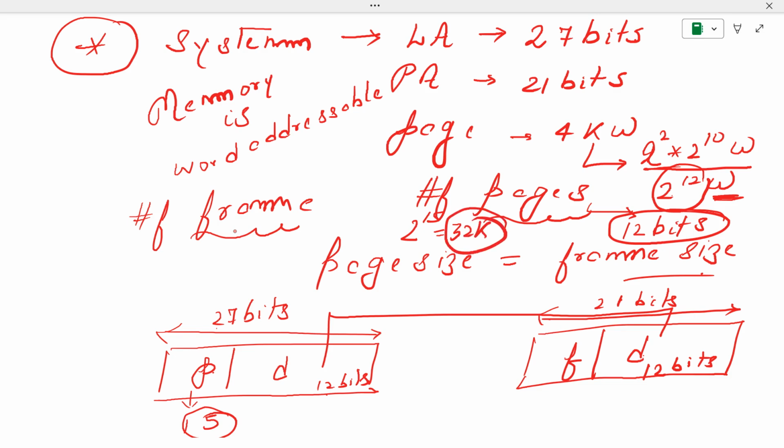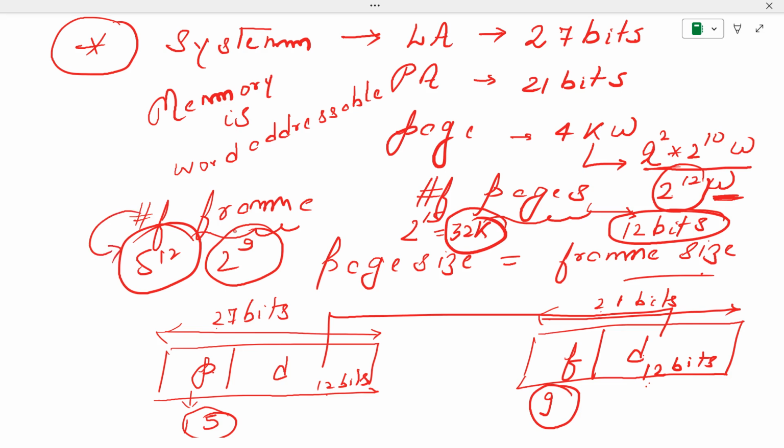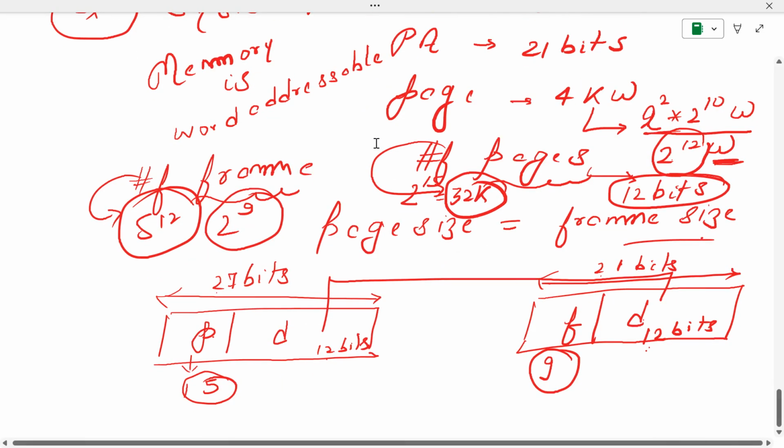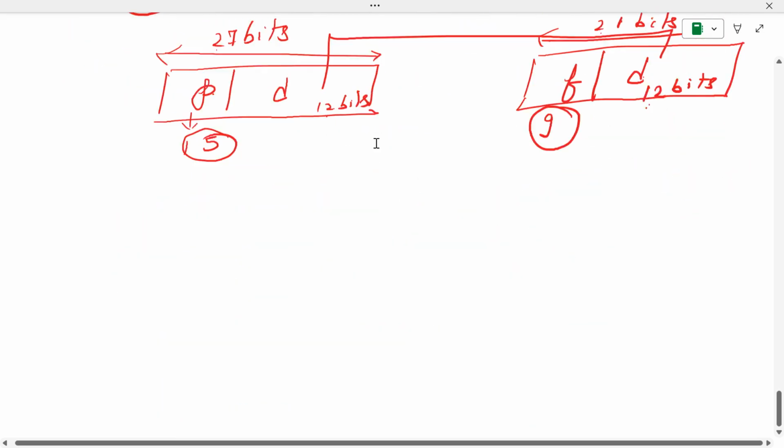And if we talk about the physical address, 12 bits are allocated to D. So 21 minus 12 is equal to 9. So 2 raised to the power 9 frames will be there, that is 512. So the number of frames becomes 512 and the number of pages becomes 32k. So this is a very simple question regarding calculation of the number of pages and frames based upon the logical address, the physical address, and one more piece of information given, that the page size is 4 kilo word.